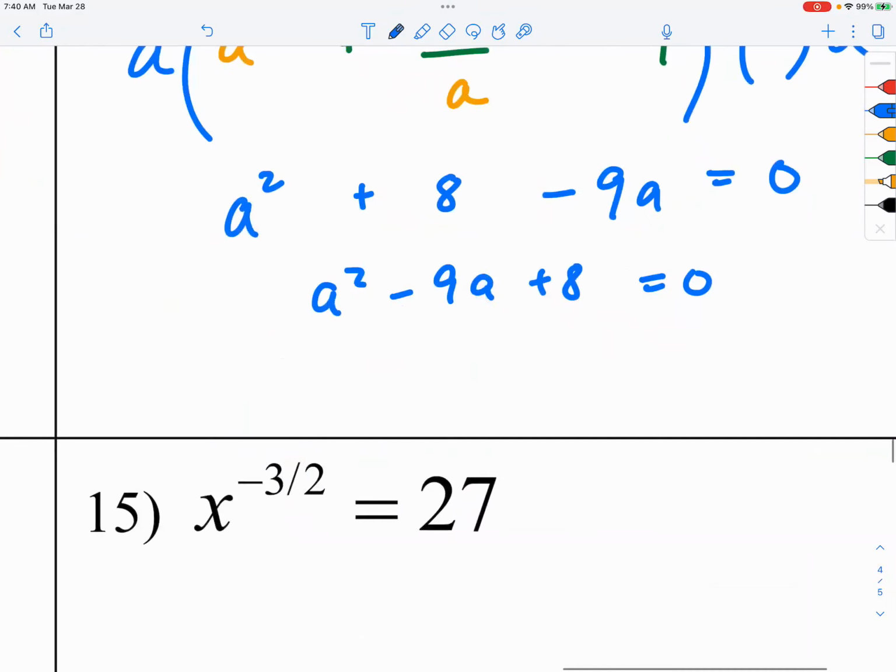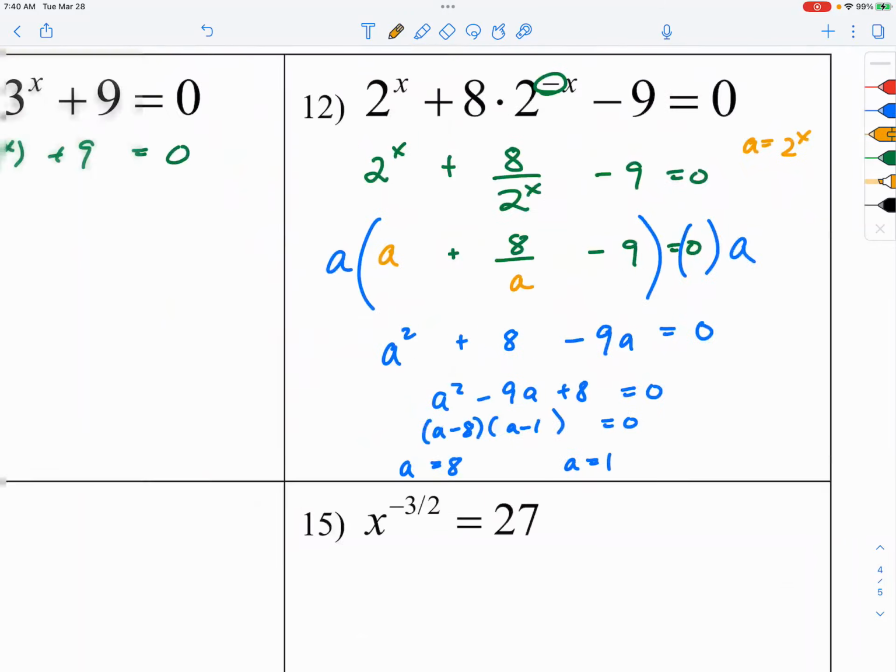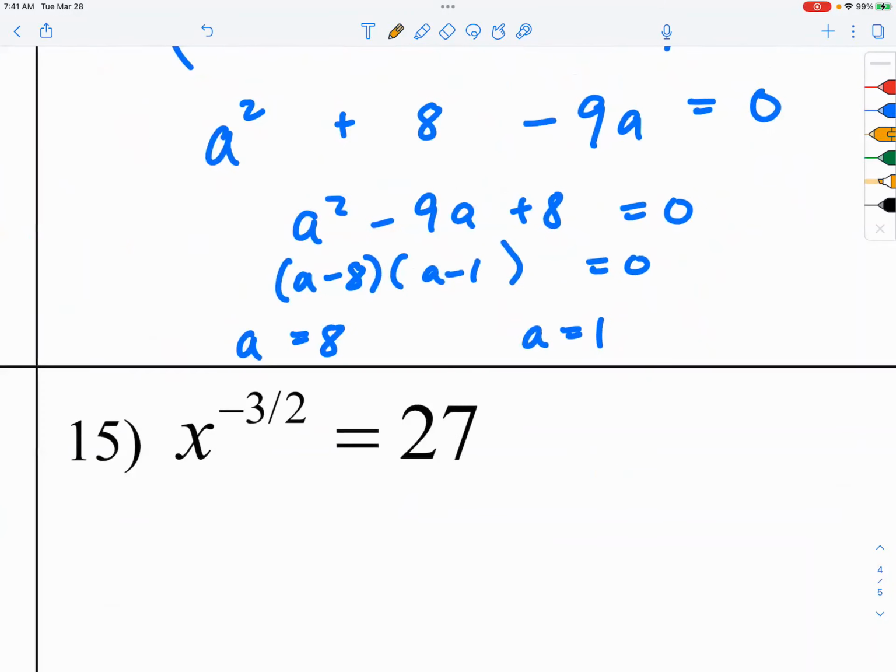So the rest is simply a minus 8 and a minus 1 equal to 0. So therefore, a is equal to 8 and a is equal to 1. And what's a? 2 to the x, right? So 2 to the x is equal to 8, and 2 to the x is equal to 1. So x must equal 3, and x must equal 0.